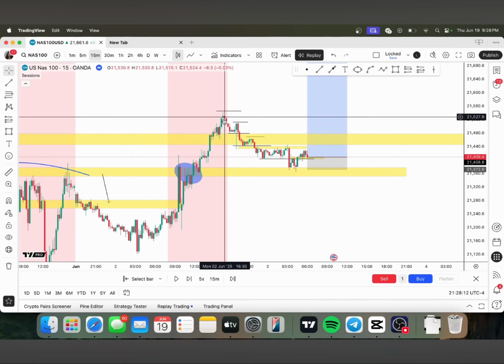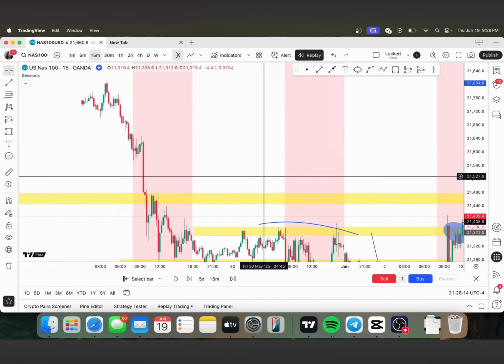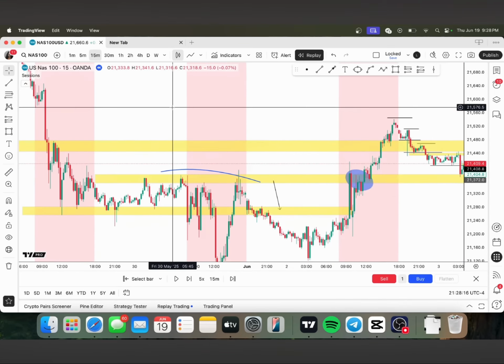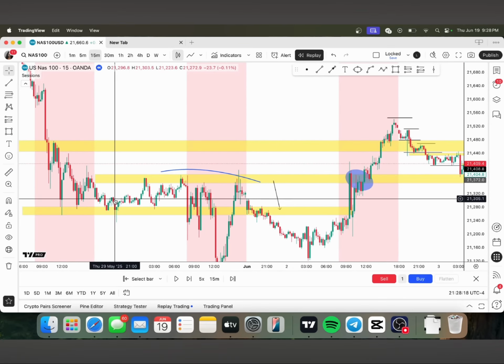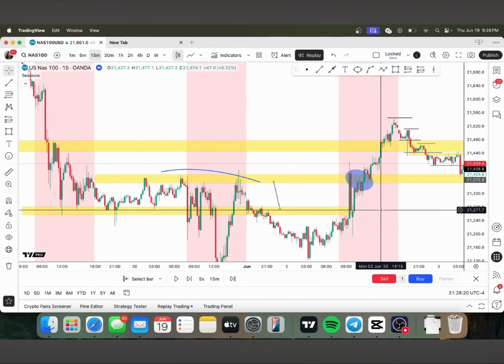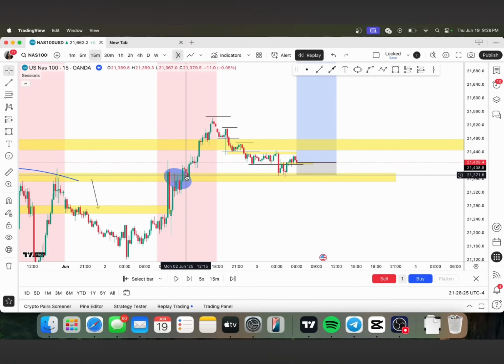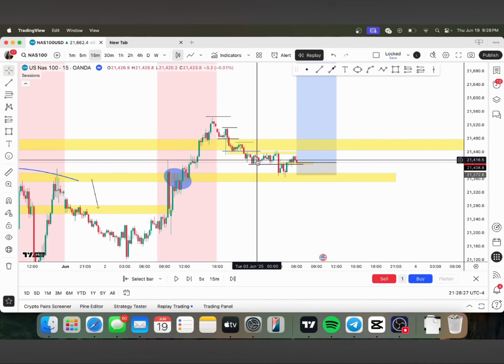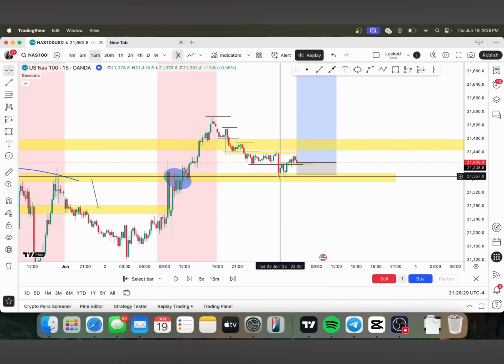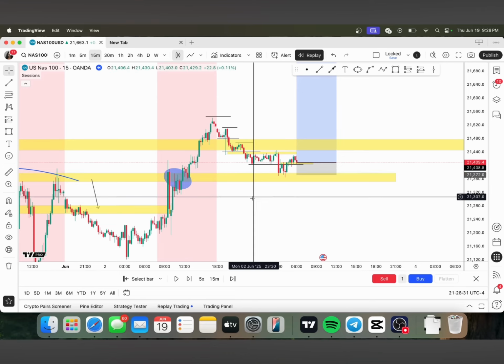So remember, that 4 hour was correcting. What did we do? We scaled to the 1 hour, and we waited for the 1 hour to go bullish. Now we're on the 1 hour. The 1 hour goes bullish, so our indication starts here and ends up correcting here. What do we do now? Since it's correcting, we scale to the 15-minute time frame.